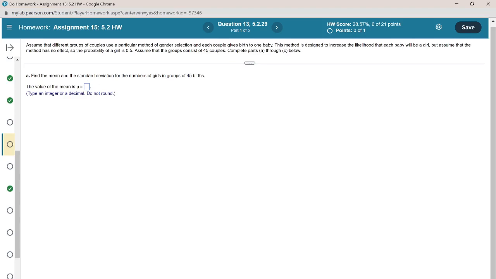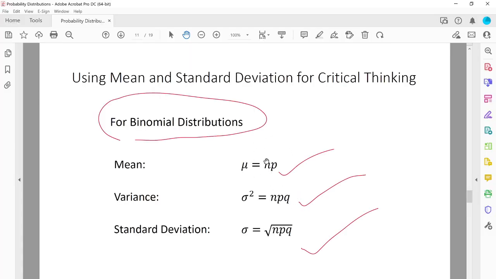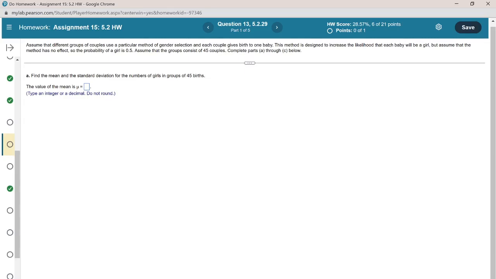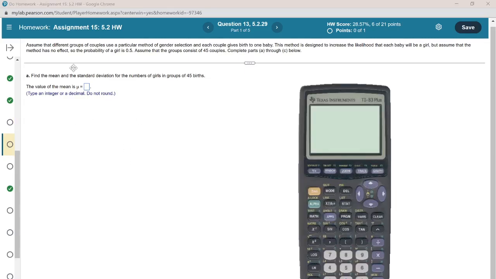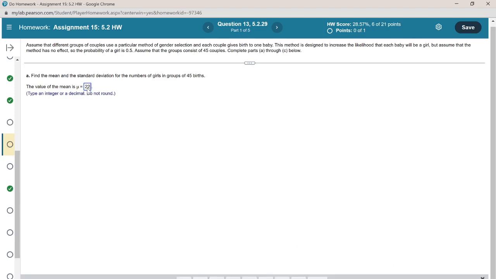Find the mean and the standard deviation for the number of girls in couples of 45 births. We can find the mean for a binomial distribution by using this formula, which is the number of trials times the probability. In this case the number of trials is 45, and the probability of success is 0.5. So 45 times 0.5 gives the mean, which is 22.5.